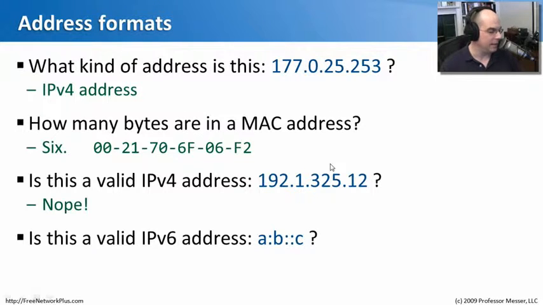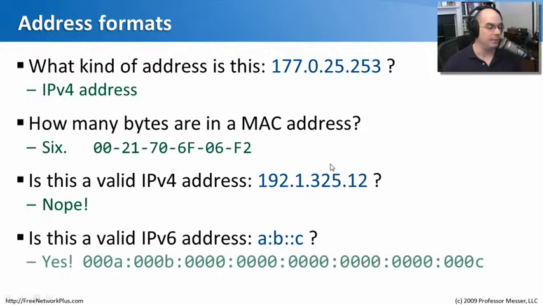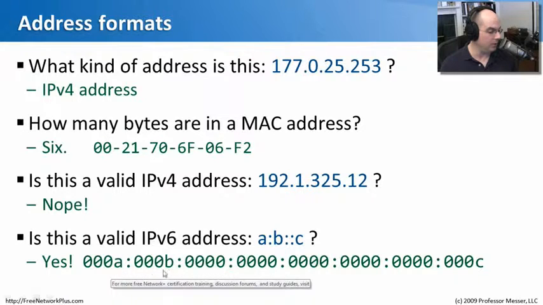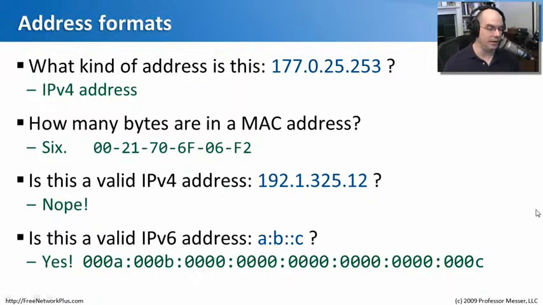And lastly, is this a valid IPv6 address? A::B::C. Well, it absolutely is. And if you wrote it out, it would actually be 000A:000B: a bunch of zeros, and then 000C. So you can consolidate some of these more complex addresses into much simpler views with IPv6. It's a really good example of taking a lot of those shortcuts, putting them all together to show you A::B::C.